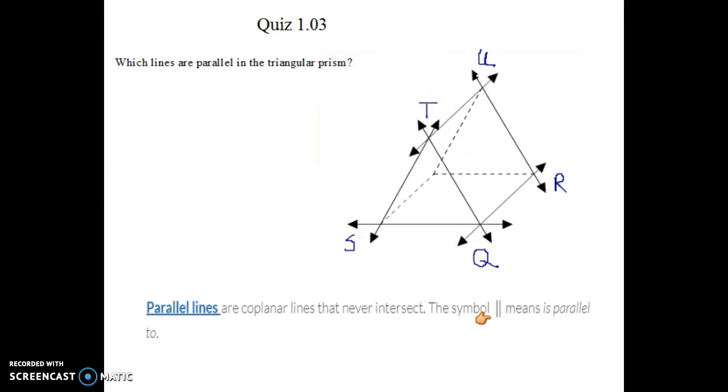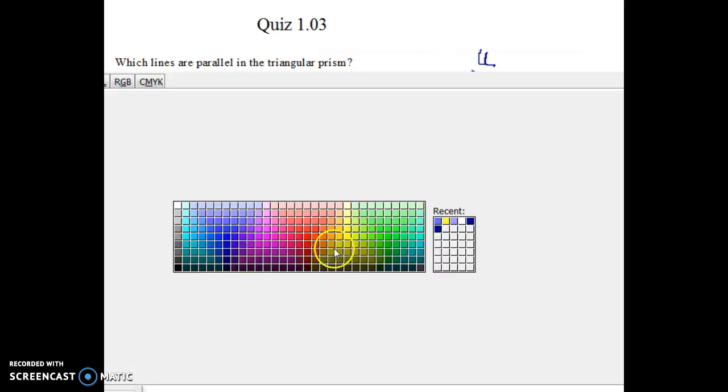So look in the figure and let's look at some lines. Let's look at UR. What would be parallel to UR? If we look at UR, we can see that this line is going in the same direction and it's never going to intersect. So when you think about if they're going to intersect, kind of extend the lines out and think, if we keep extending both of those, would they ever intersect?